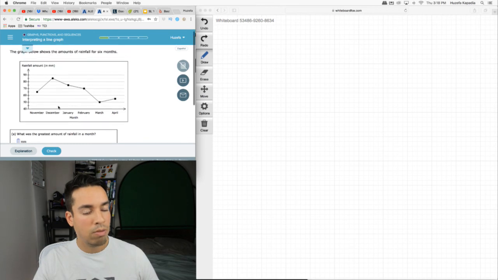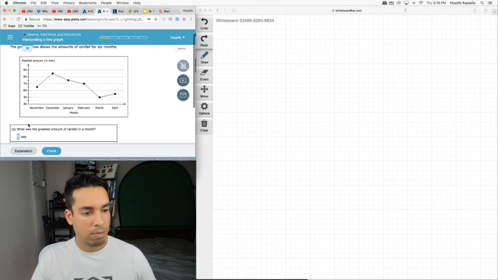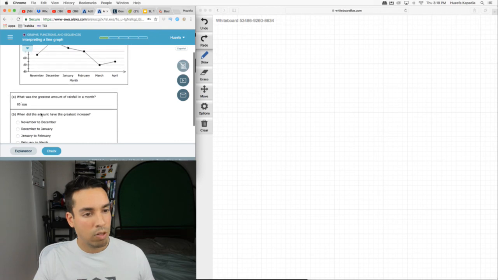What was the greatest amount of rainfall? Greatest is our max point. Here's the rainfall on the vertical. Time is almost always on the x-axis, on the horizontal. And the greatest amount is right here, which is 85 millimeters. Oops, 88, 85.